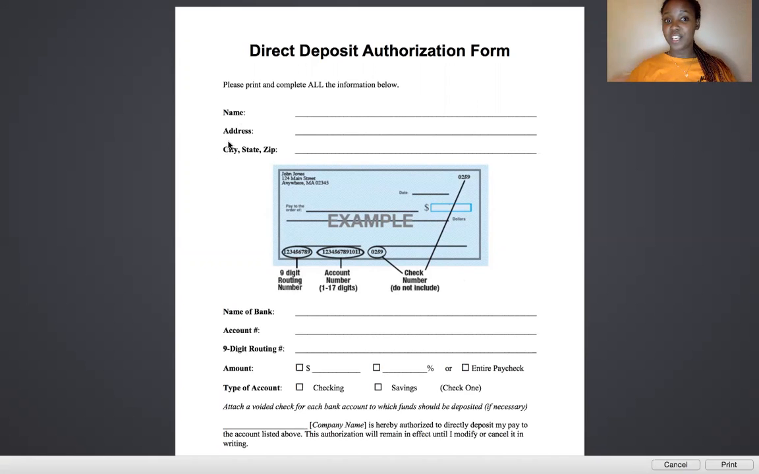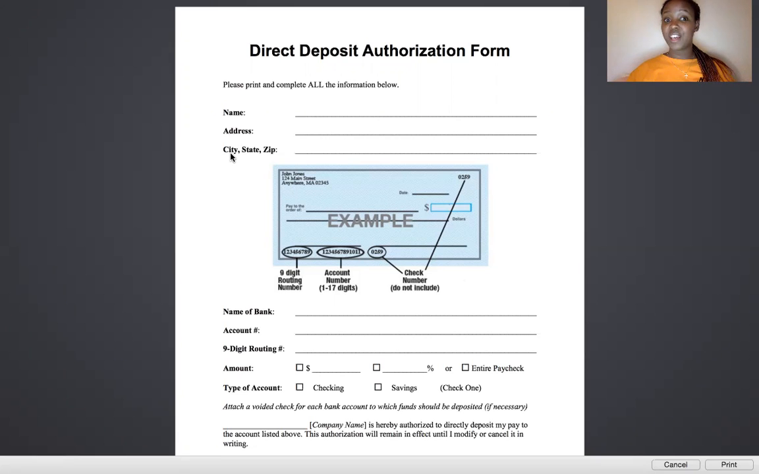You will need to give your address. So an address is where you live. So your house or your apartment. So an example of an address is 614 Douglas Park.